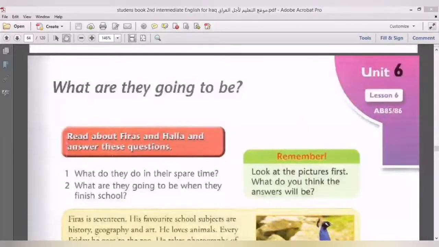For example, Yusuf is a doctor. Zainab is a doctor. How to change it, what to use? Okay, Omar says, I will be a doctor. He will be a doctor. Yes, exactly. So, you know that when you want to speak about something which will happen in the future, you have to use the future tense.